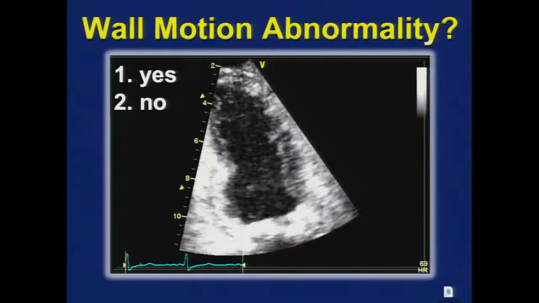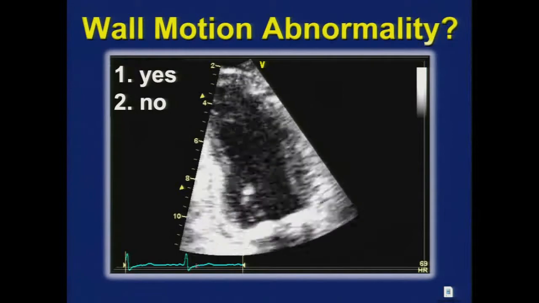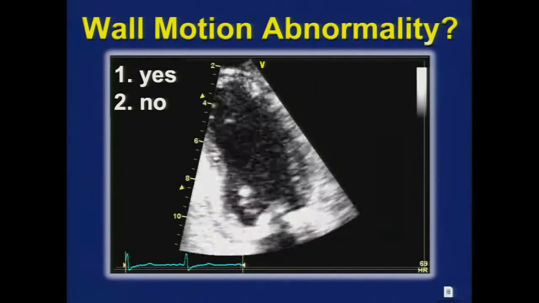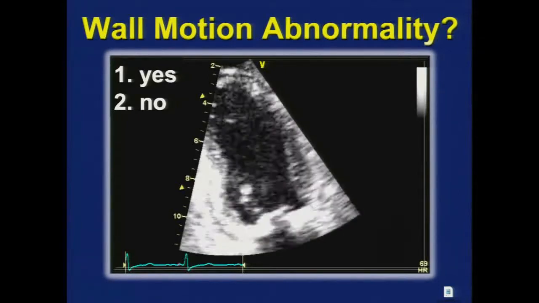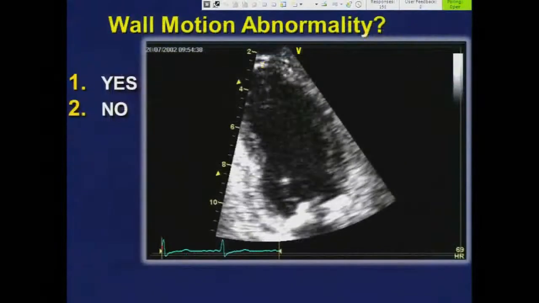So I'm going to show you this two-chamber view, and if you don't mind, use the audience response, because the question is, when you look at this, do you think that you see a wall motion abnormality? So 1, of course, is yes, and 2 would be no. Let's see how this goes.